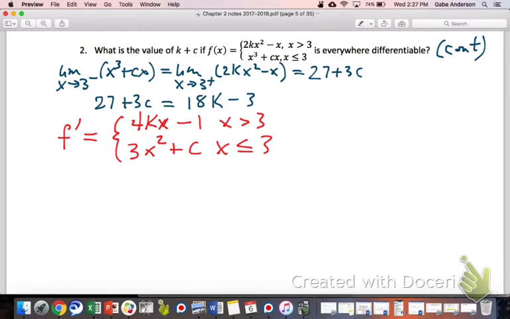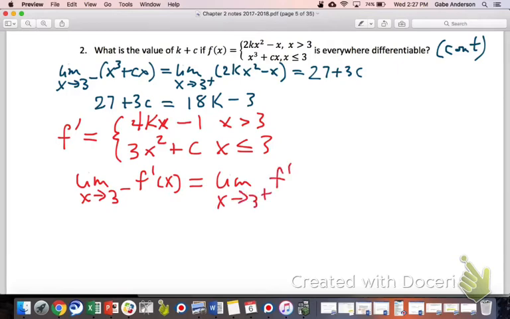Okay, so essentially for a function to be differentiable, we want the derivative from the left and the derivative from the right to be the same. So one of the ways you could work with this one would be to say this. The limit as x approaches 3 from the left of f prime has to equal the limit as x approaches 3 from the right of f prime. That make sense? We want the derivative from the left and the derivative from the right to be the same.